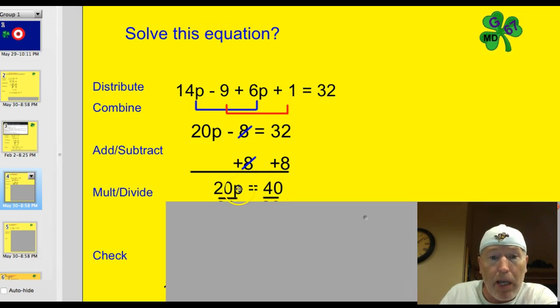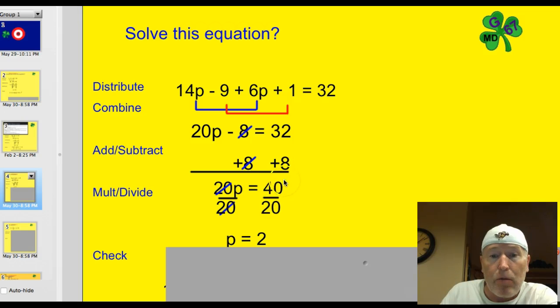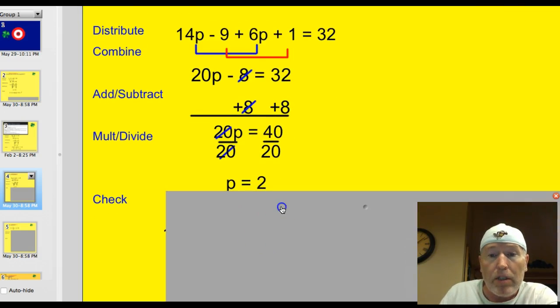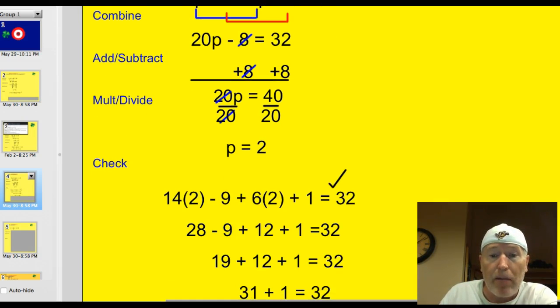Now, this is multiplication, so we're going to divide to isolate that p further. So we'll divide both sides of the equation by 20. These guys cross off. Now you've got p is equal to 40 divided by 20, which is 2. See if I can't go ahead and pop that into that equation down here real quick and show you that I did check my work.